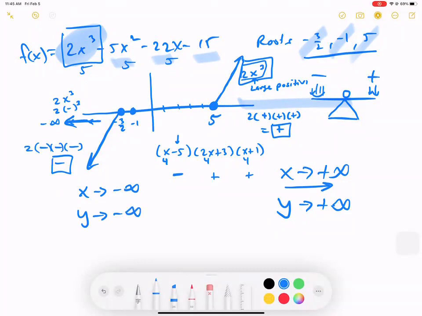Is this always the case? No, it isn't. That's why we always have to check it. Always check. On the right, what's a positive, positive, positive? Positive times positive times positive tells me that's positive. On the left, negative, negative, negative, that stays negative. So we can guarantee you that we're negative. Now the next rule here is that whenever I have a root, I must touch or cross through 0. So we have a root at negative 3 over 2. We're going to cross through in this case.